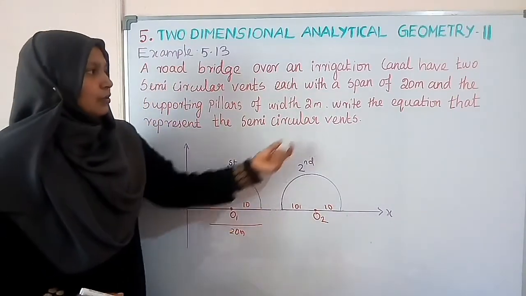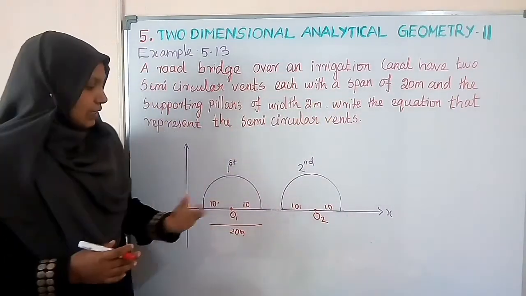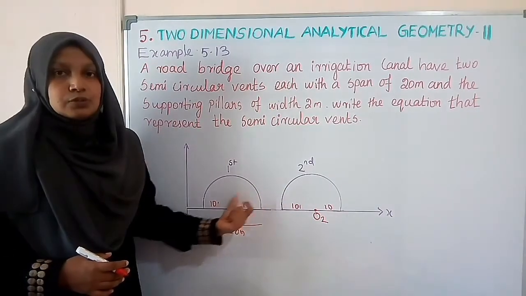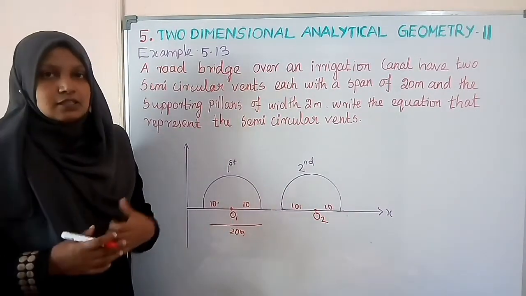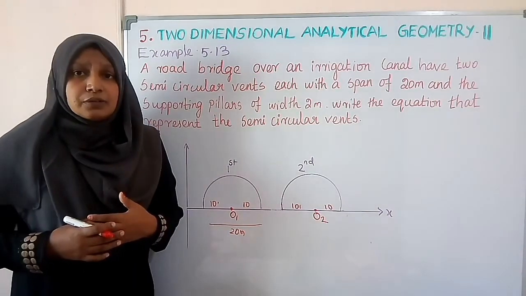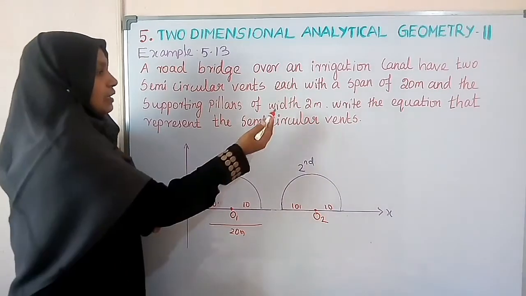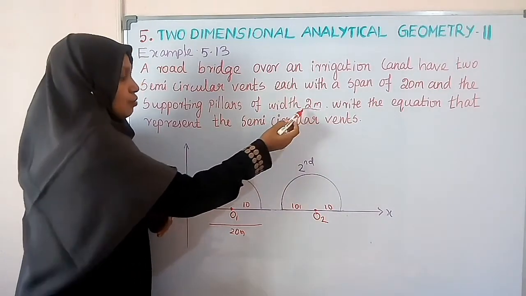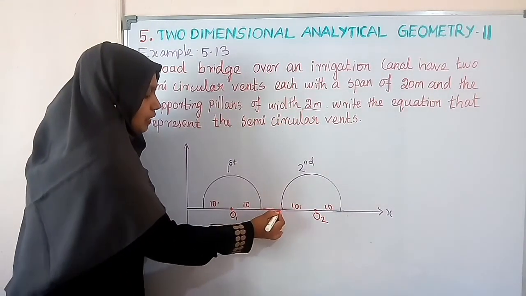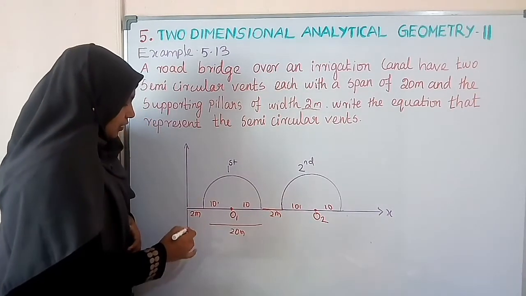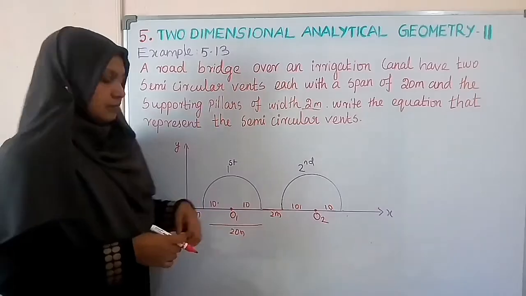The diameter is given, span is nothing but the diameter, it is 20, and we are writing it as 2 radius, 10, 10 each side. So hereafter we have to find the center. So how will you find it? For that they have also given the width is 2 meters. Here we have the supporting pillar of 2 meters. So here also you have the supporting pillar of 2 meters.